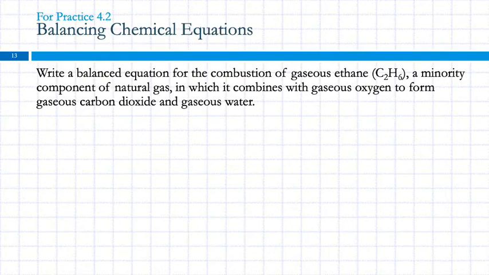Let's do another one. Balanced equation for the combustion of gaseous ethane, a minority component of natural gas, in which it combines with gaseous oxygen to form gaseous carbon dioxide and gaseous water. So one of our reactants is ethane, and they gave us the formula for that. That was kind of them, thank you. And it's a gas. We know that because they told us. What's the other reactant here?